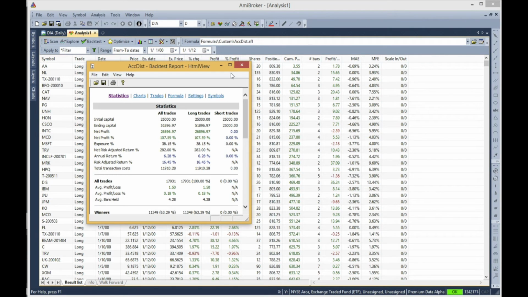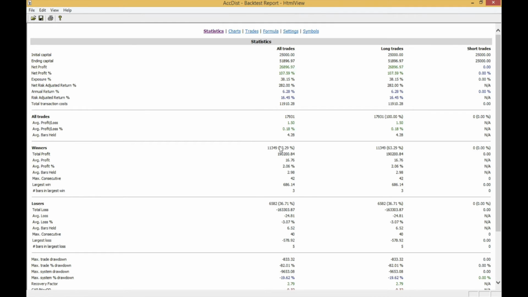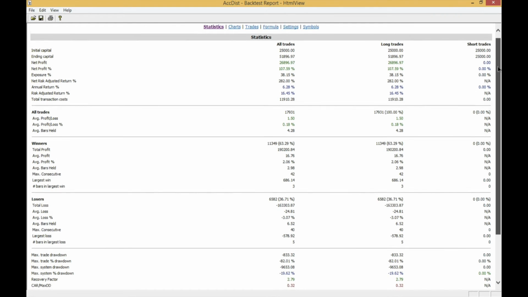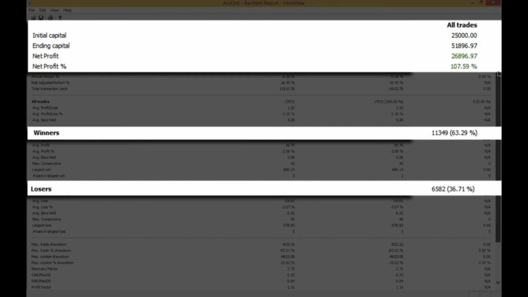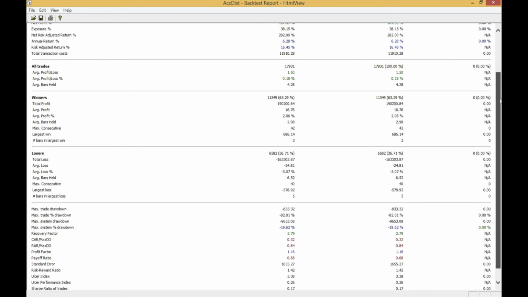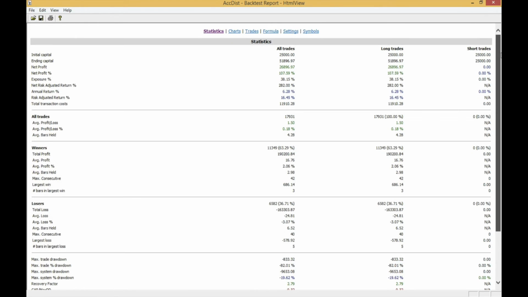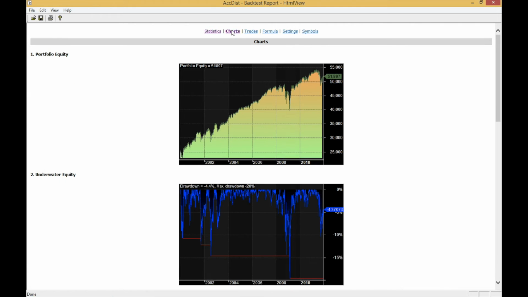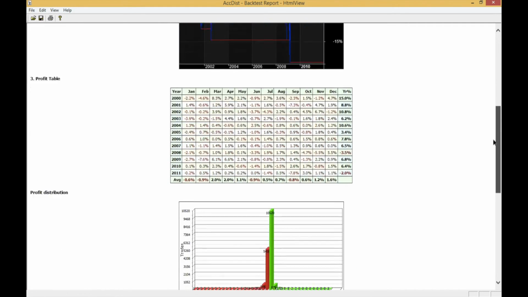Okay, yeah, so 107% over that period of time. Not really that great, though. 63% winners, 36% losers. And yeah, mean reversion strategies, they're tough. I mean, if you got 63% winners, it probably won't trade very well in real time. I like to see 75 or 80%. Good equity curve, though. You see it still loses in 2008. A little dip down there.